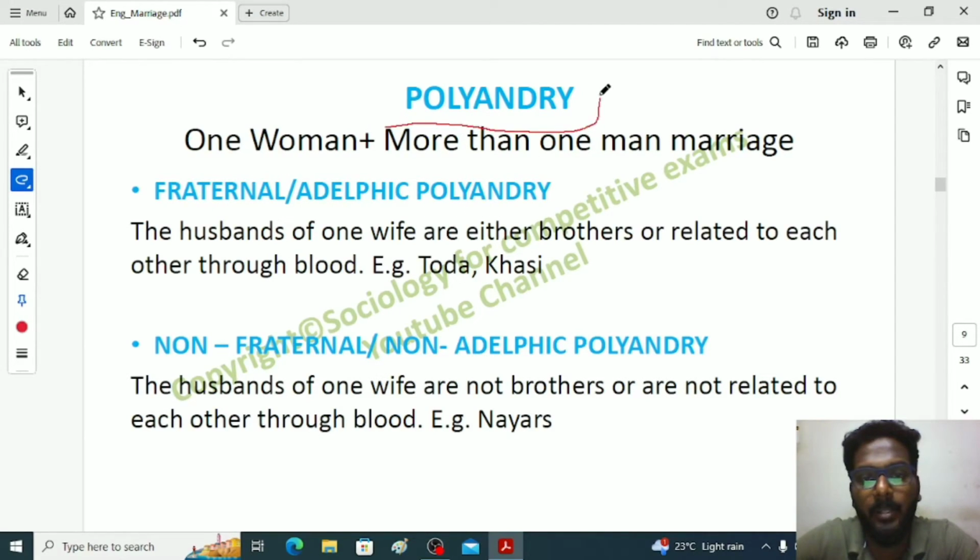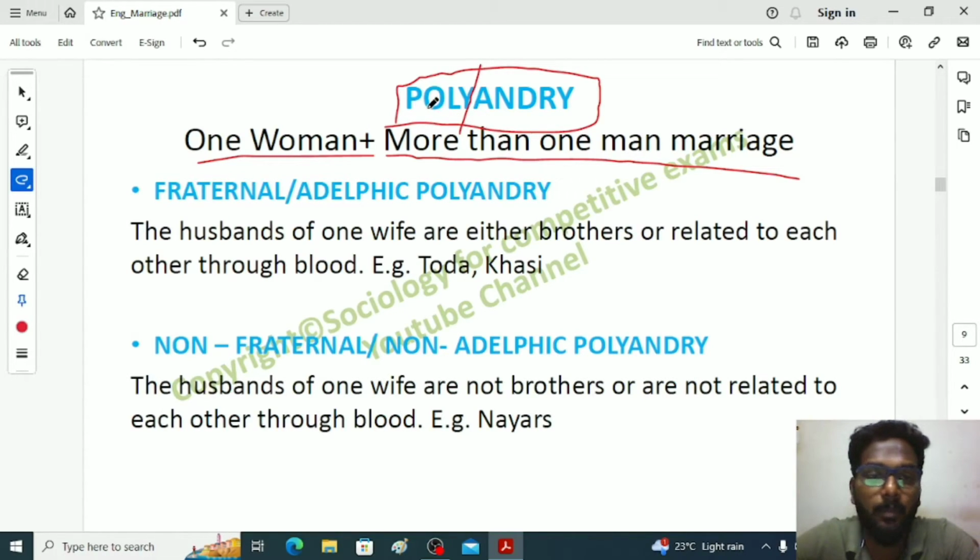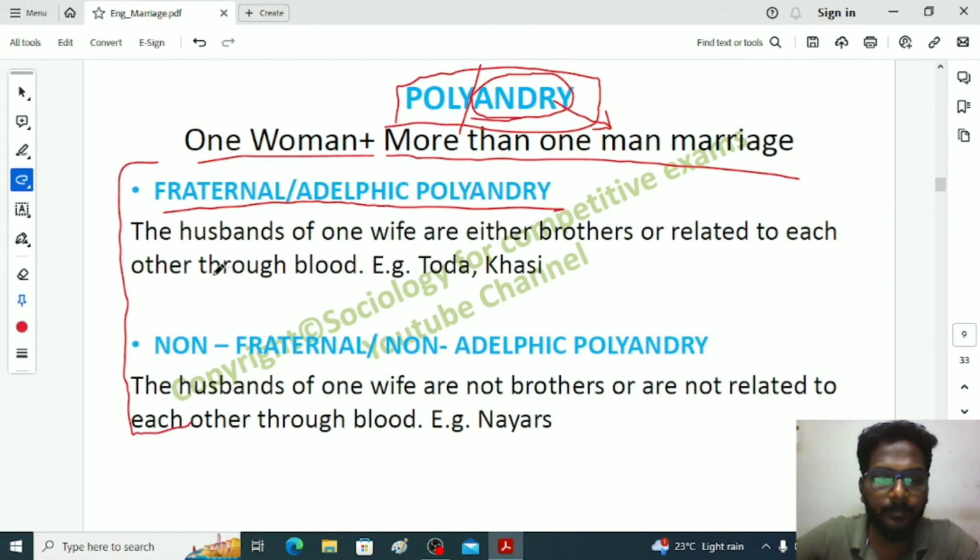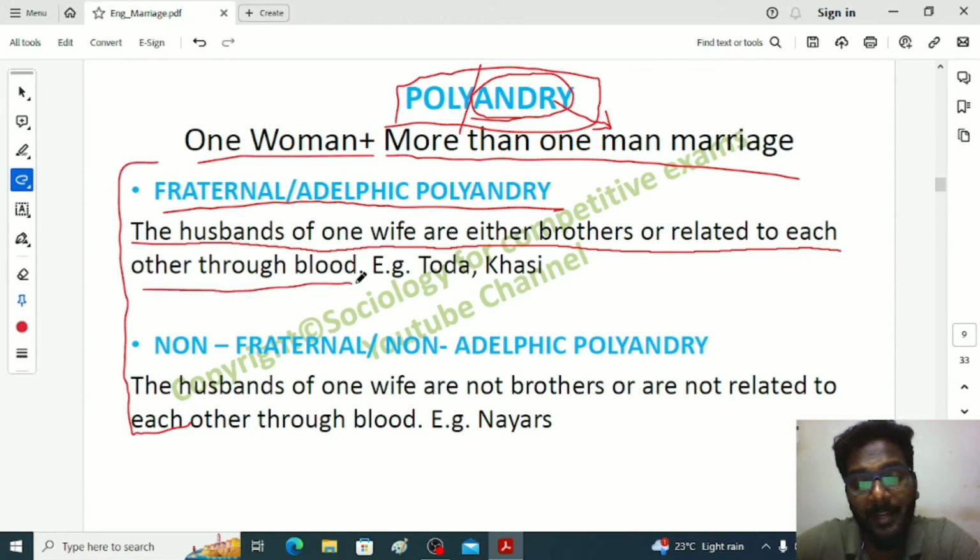As I said, polyandry means a woman marries more than one man. We know the meaning of poly. Poly means more than one. Andry is also a Greek word which means men. So we can easily understand polyandry, which means a woman marries more than one man. It has further two different forms, fraternal and adelphic polyandry. In fraternal or adelphic polyandry, the husbands of one wife are either brothers or related to each other through blood relatives. For example, this form of marriage is familiar among Todas and Khasis.